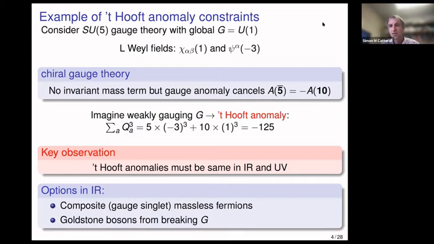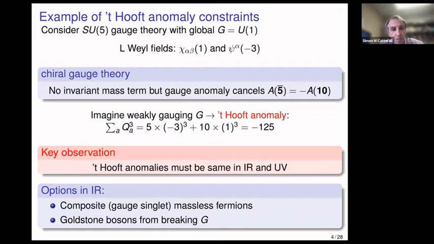All right, so this is the chiral gauge theory. That means I can't write down an invariant mass term, but nevertheless, the gauge anomaly cancels. So the anomaly coefficient for the 5 bar is just minus that of the 10. And so it's a consistent, or potentially a consistent, quantum field theory.